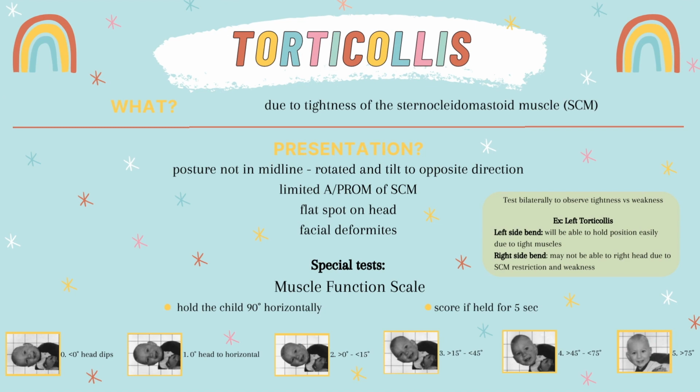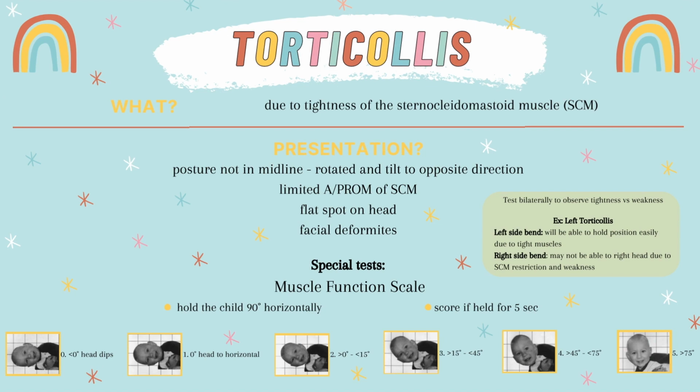Presentation of torticollis: their posture will not be at midline, so they will be rotated and tilted in opposite directions. If a child has left torticollis, you'll see a left lateral tilt and a right rotation preference, which indicates torticollis. If a child has a left lateral tilt with a left rotation preference, this is an atypical presentation and may warrant referral for imaging. You will see limited active or passive range of motion of the SCM, so we're going to be looking at their tilt bilaterally and their rotation bilaterally.